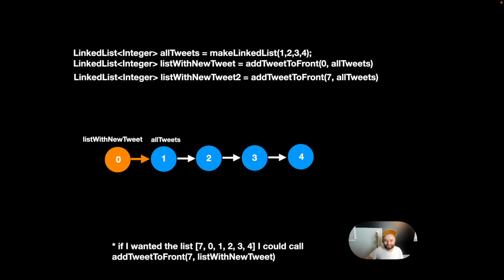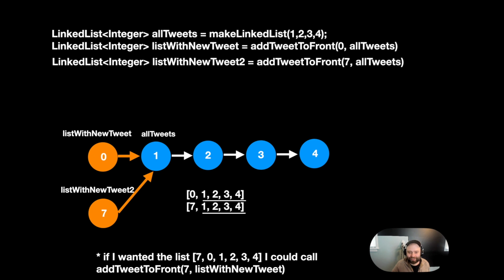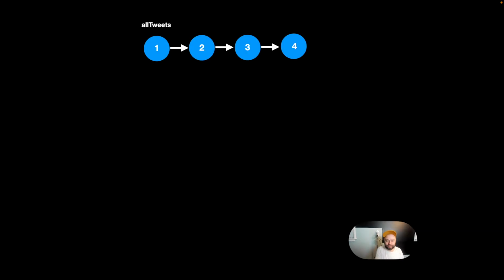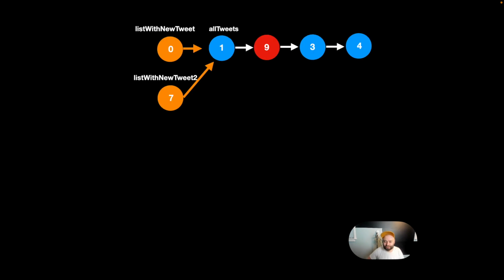What's really cool here is both new lists point back to the original list. I created two new lists here, but they both share the same bits of memory, i.e. it uses even less memory than two mutable lists. This only works because all tweets is immutable. If it weren't, then any updates to all tweets would affect both lists.